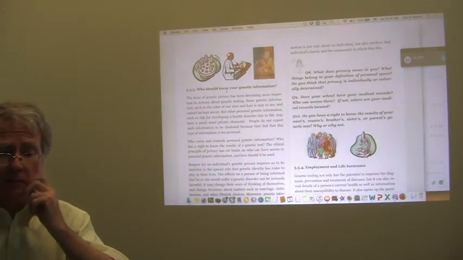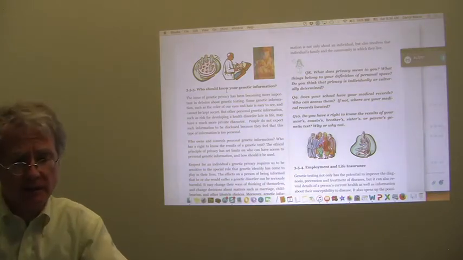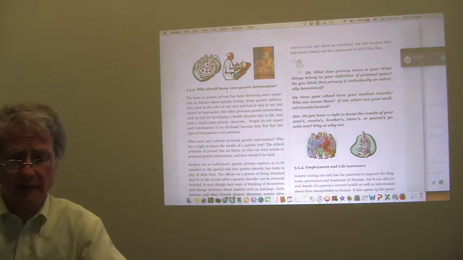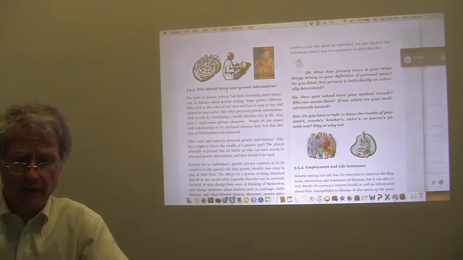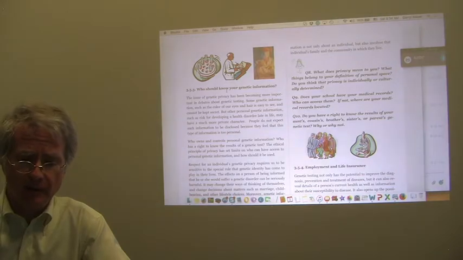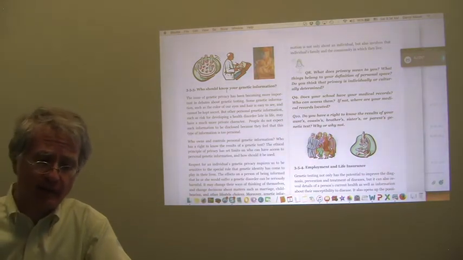3.53. Who should know your genetic information? The issue of genetic privacy has been becoming more important in debates about genetic testing. Some genetic information, such as color of our eyes and hair, is easy to see and cannot be kept secret. But other personal genetic information, such as the risk of developing a health disorder late in life, may have a much more private character. People do not expect such information to be disclosed because they feel that this type of information is too personal.